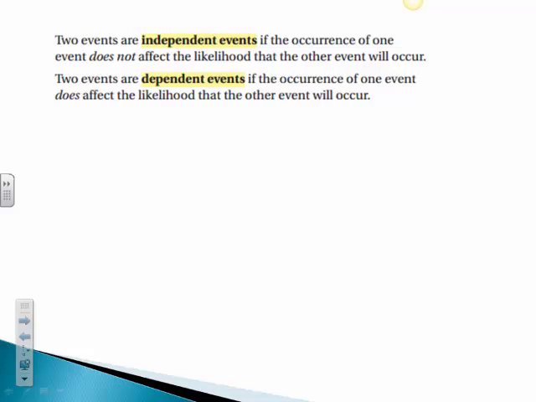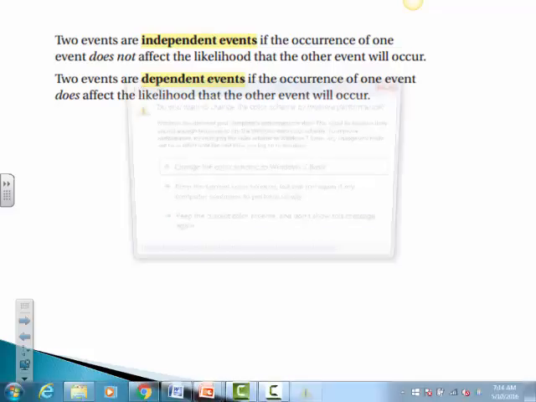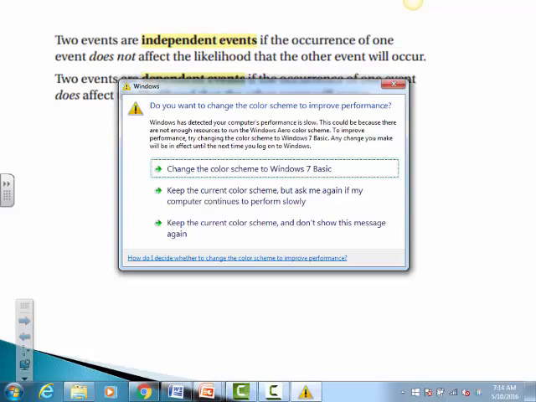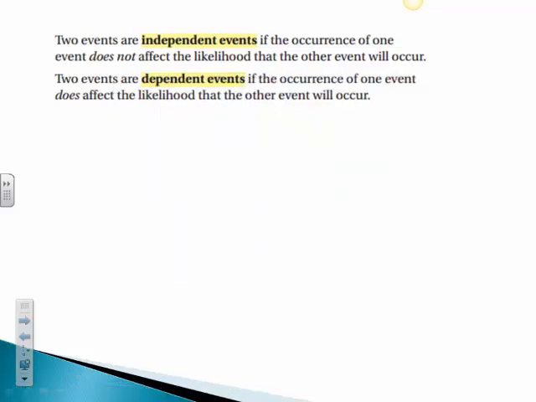I can roll a dice and roll a 1. That doesn't mean that it's going to affect the probability of me rolling a 3 later on. Now the next vocabulary word says two events are dependent events if the occurrence of one event does affect the likelihood that the other event will occur. For instance, if I have cards and I pull one card out, it will affect the probability of me pulling another card because now I have one less card in the deck.